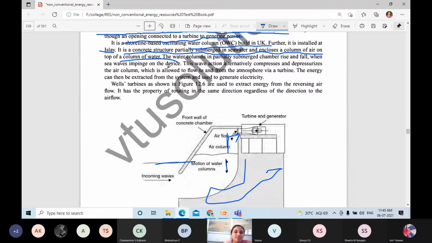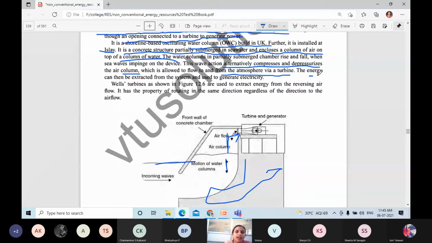When sea waves impinge on the device, this wave action alternately compresses and depressurizes the air column, which is allowed to flow to and from the atmosphere via a turbine. Due to the water moving up and down in that chamber, the air pressure rises and the air goes to the turbine. So due to that, the turbine will rotate.